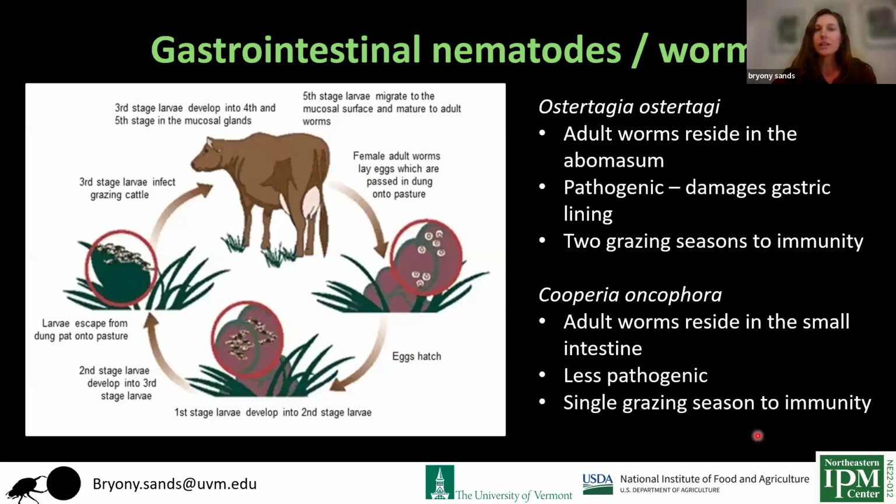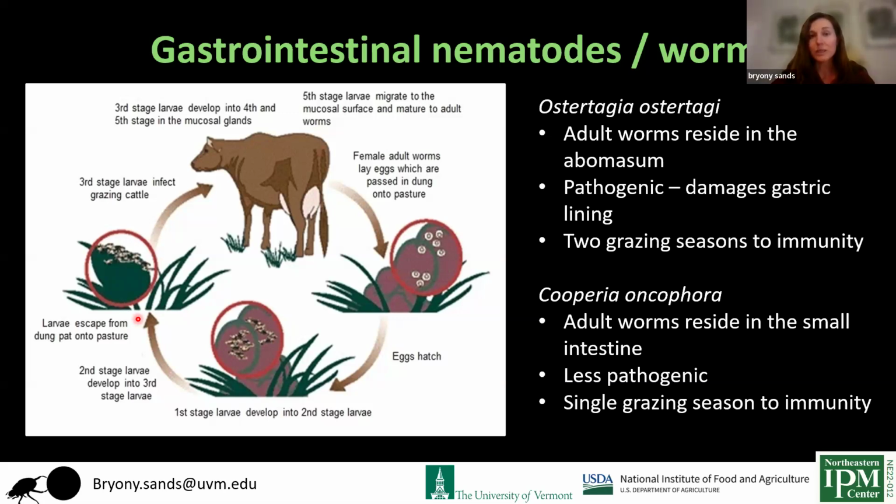So firstly, looking at gastrointestinal nematodes, that's basically parasitic worms. The adults will reside inside the cow. They will lay their eggs, which are passed out in the feces onto the pasture. The eggs will hatch. The larvae of the parasitic worms will develop in the manure, and then they will crawl out onto the surrounding grass as the infective stage, crawl up the grass blades and get eaten by the cow, which is then reinfected. So that's how the life cycle works.